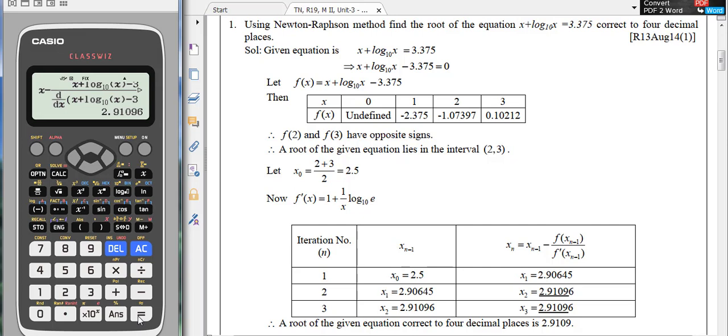So the second and third approximations are coinciding in the first 4 decimal places, and hence we can terminate the process and we can conclude the problem, noting that a root of the given equation corrected to 4 decimal places is 2.9106. That is all about a solved problem on Newton-Raphson method. Now let me explain one more solved problem on Newton-Raphson method.